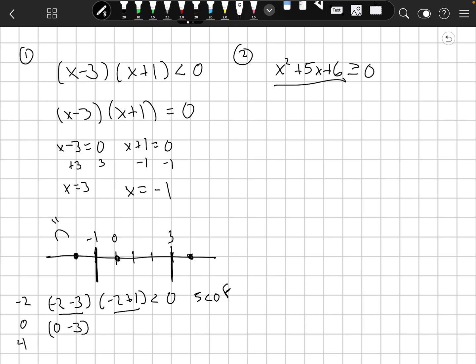(0 - 3)(0 + 1) < 0. So we've got -3 times positive 1, that's -3. -3 is less than 0, and that's a true statement. So we're going to put a happy face there. And last one, (4 - 3)(4 + 1) < 0. Let's see, 1 times 5 would be 5, and 5 is less than 0. Again, that's a false statement, so we're going to put a sad face there.